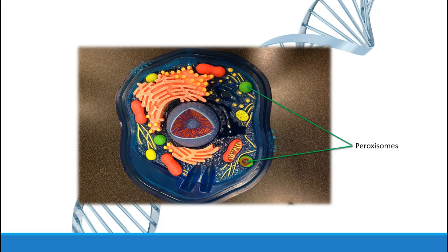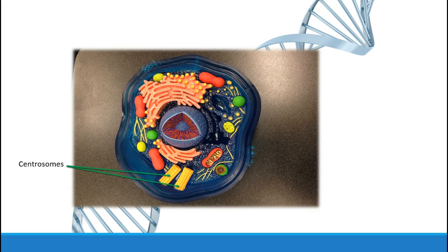The green spherical structures are called peroxisomes. They have enzymes that break down fatty acids and amino acids. These enzymes safely break down peroxide into oxygen and water, which accounts for any oxygen radicals that could damage cells due to instability of electrons.